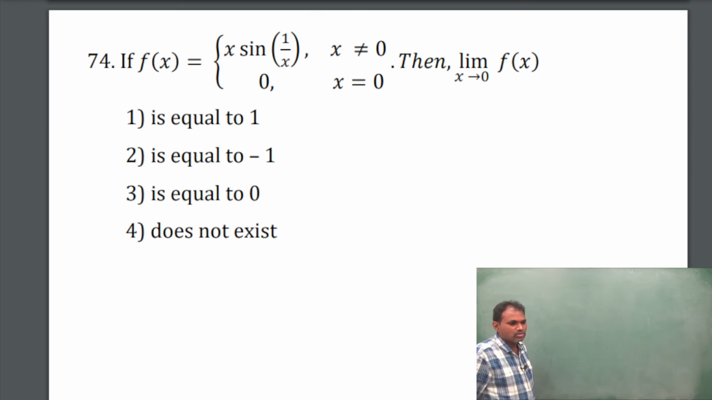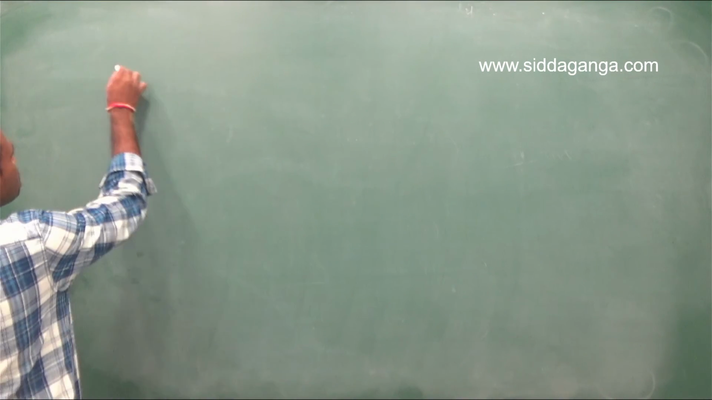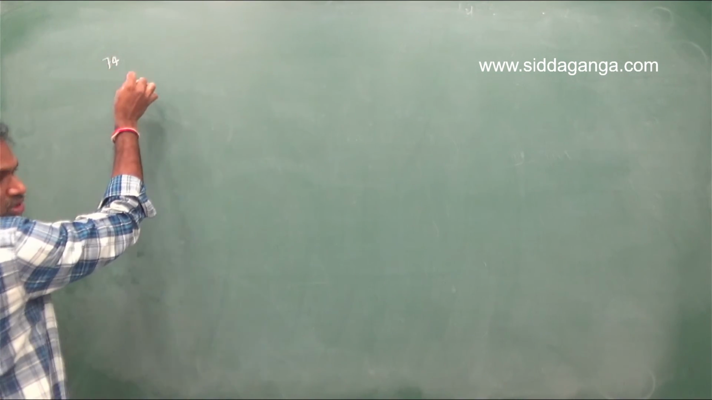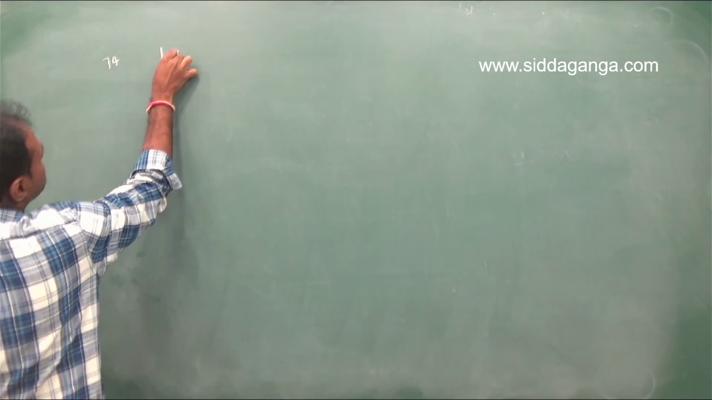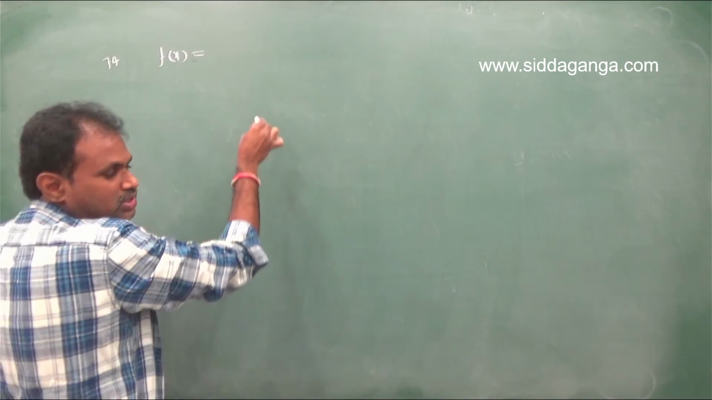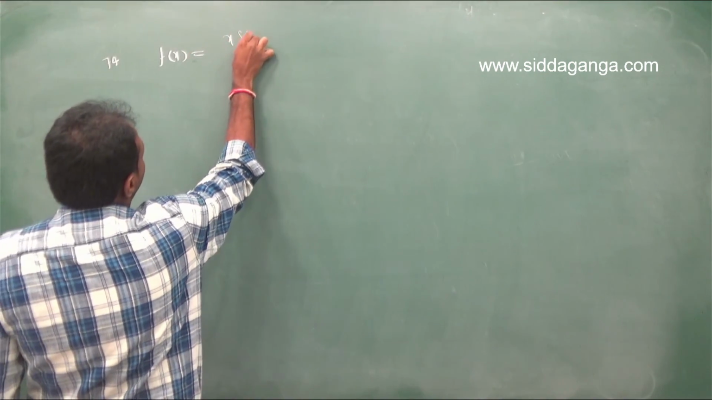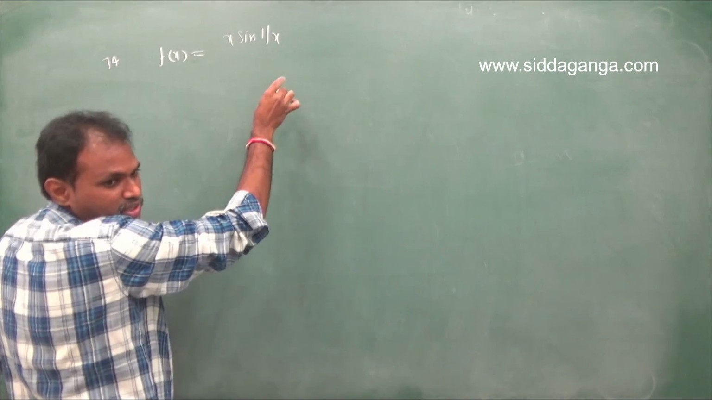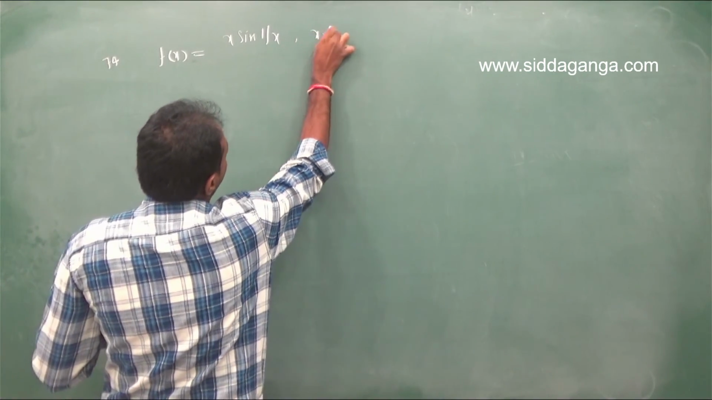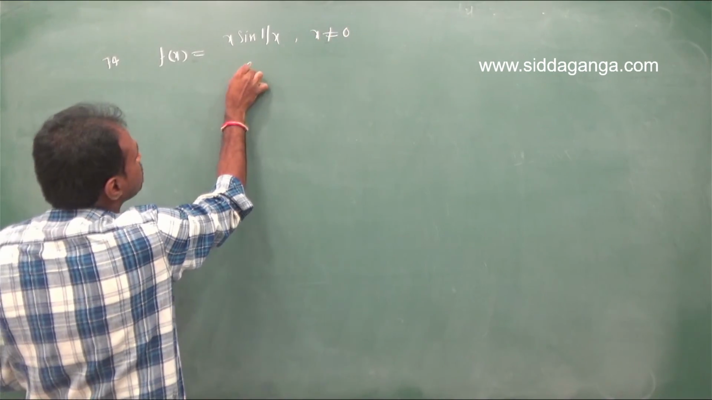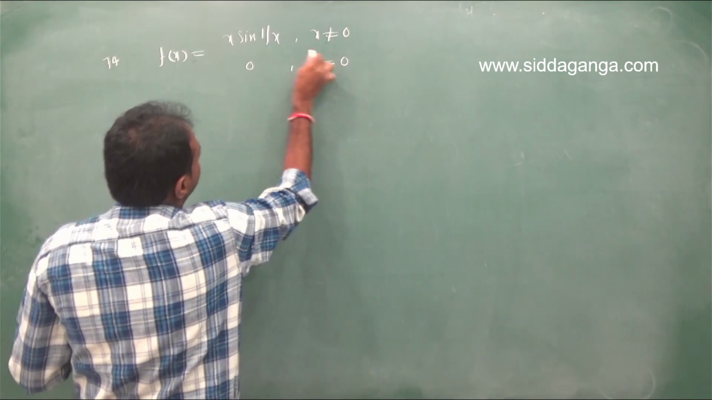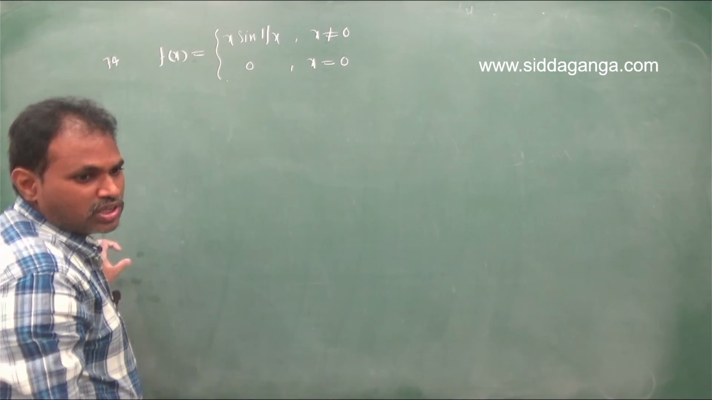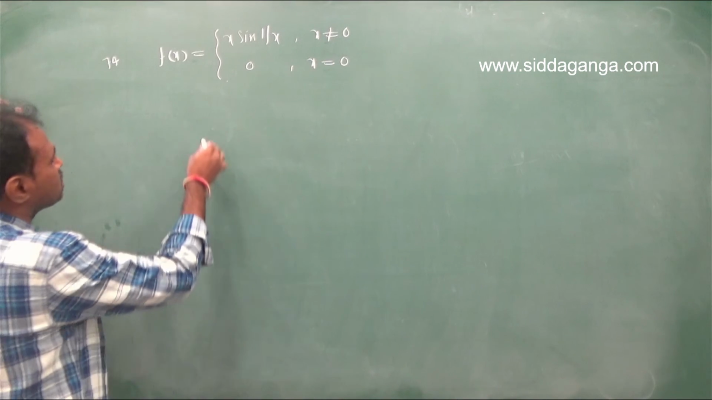If f of x equal to x into sine of 1 by x, x is not equal to 0, and 0 if x equal to 0, then limit x tends to 0, f of x is equal to. Now here given the function f of x equal to x into sine of 1 by x if x is not equal to 0, and 0 if x equal to 0. Now then limit x tends to 0, f of x is equal to.